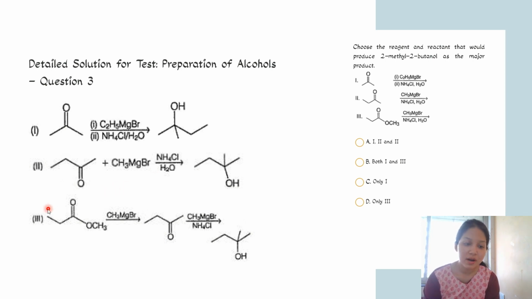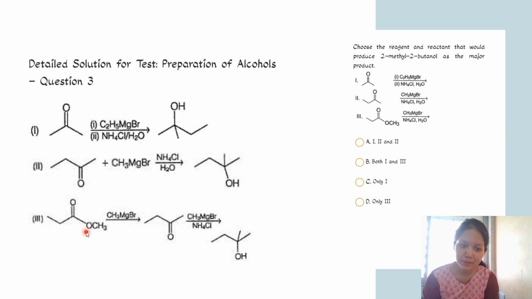Let us now move to the third reaction given. Here we are taking an ester this time. Till now we were reacting ketones, now we are taking an ester. So we are treating this ester with again a Grignard reagent, which is methyl magnesium bromide. What happens in an ester also is that this carbonyl carbon center is electrophilic, so the methyl will come and attack on this carbon center, and this time you have this methoxy leaving group.